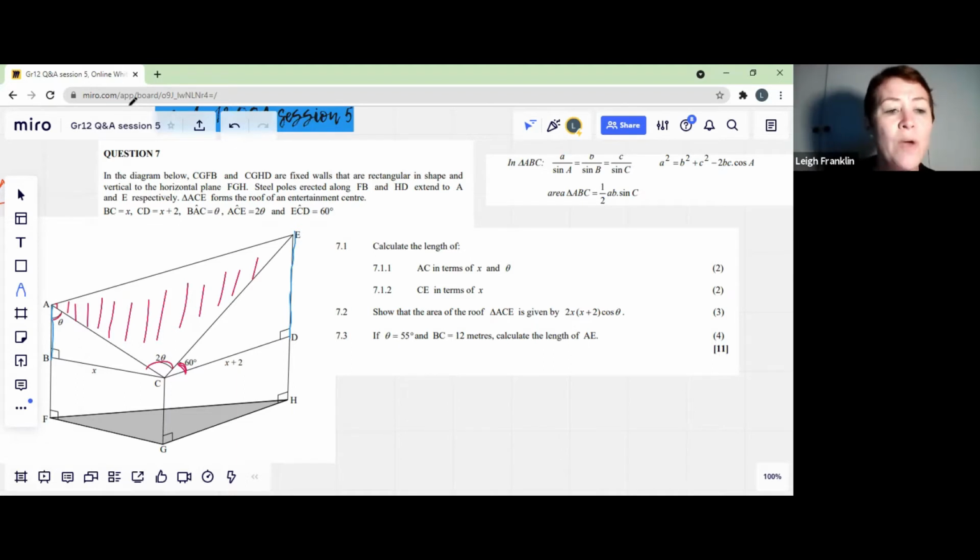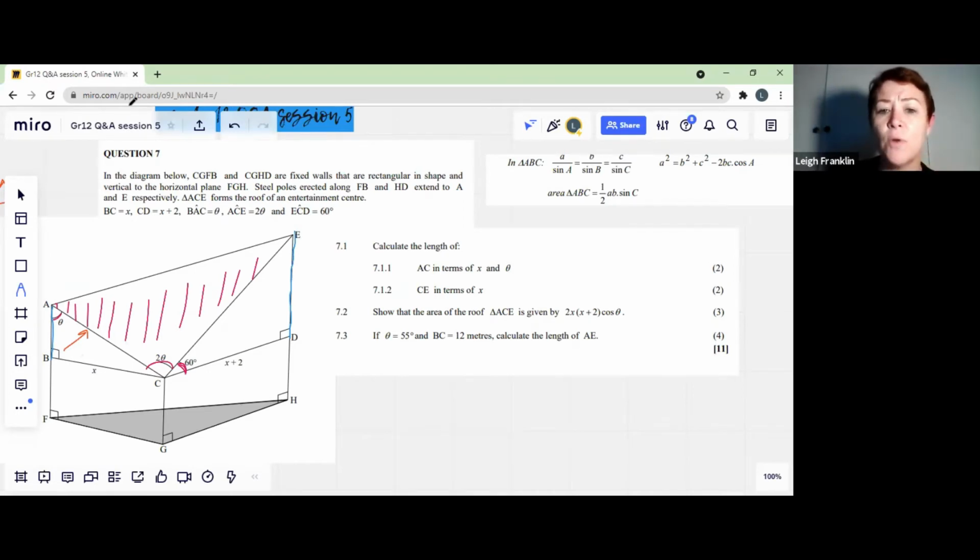Perfect, all right? So side AC represents which side of the right angle triangle in relation to angle theta? Is it adjacent? Is it opposite? Or is it hypotenuse? AC is hypotenuse, absolutely. It's opposite the right angle. So that immediately means we've either got to use sine theta or cos theta.